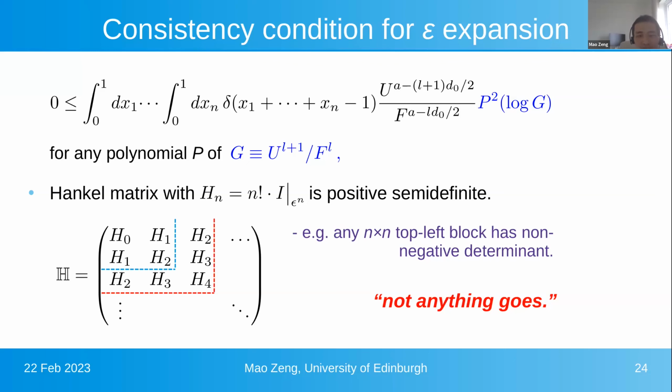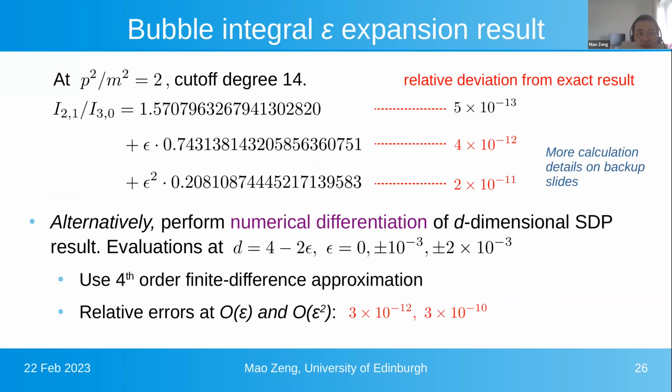Okay. So in the time that remains, I'll just show some results for the epsilon expansion for the bubble integral. So this is a generic statement about the epsilon expansion. But if you do the IBP reduction, you can turn such statements into statements about master integrals. And you can precisely evaluate the epsilon expansion for the master integrals. For example, for the bubble integral normalized by the tadpole integral, I can get the epsilon expansion terms also to very good accuracy.